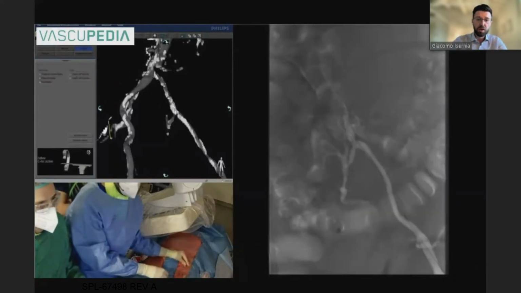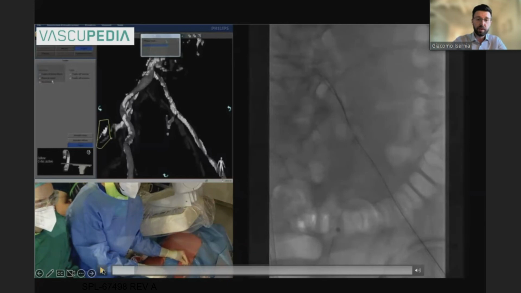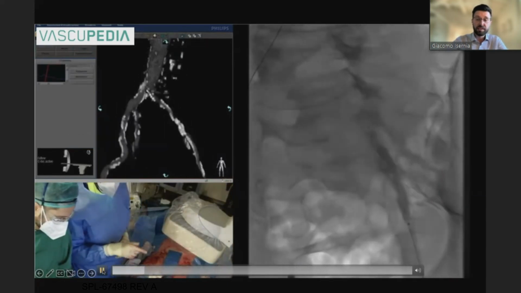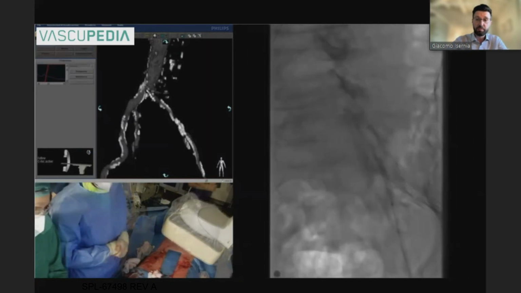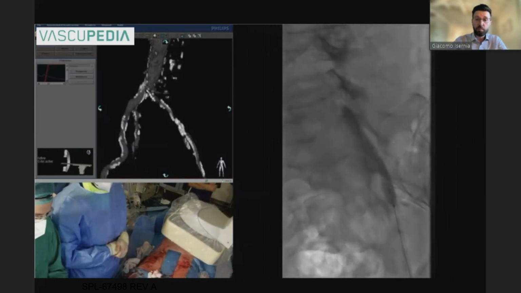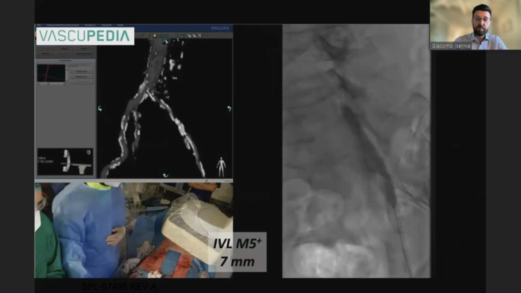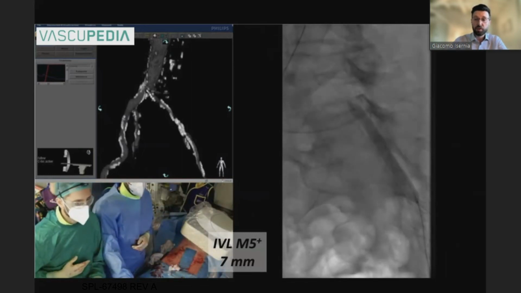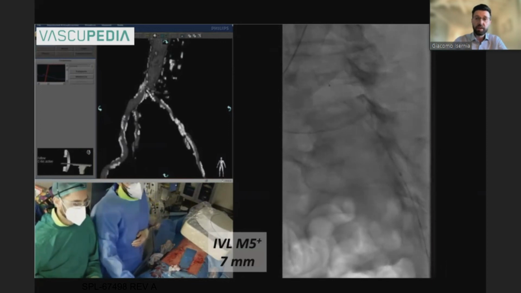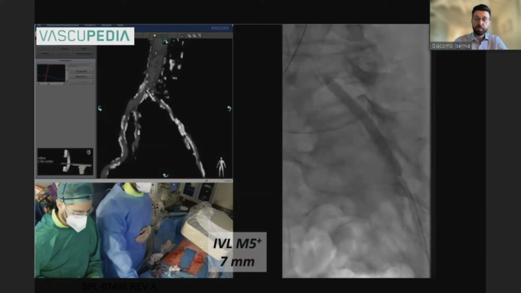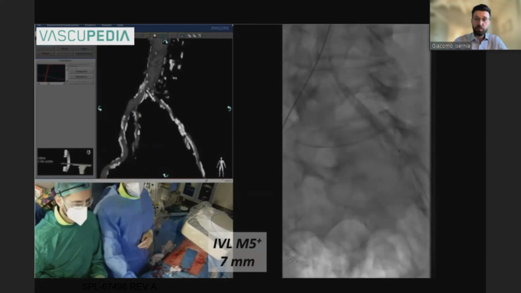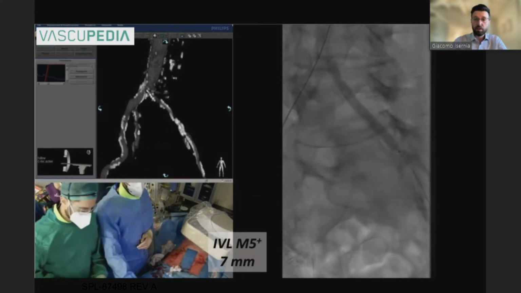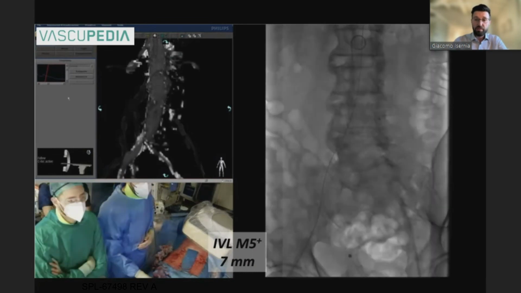Moving to the procedure, we approached this patient with a percutaneous access, and we immediately recanalized the occluded common iliac segment. We delivered the therapy with IVL M5+, 7 millimeter in all the length, starting from the external iliac artery, moving up to the origin of the common iliac artery. We spent, of course, all the cycles in all the length.